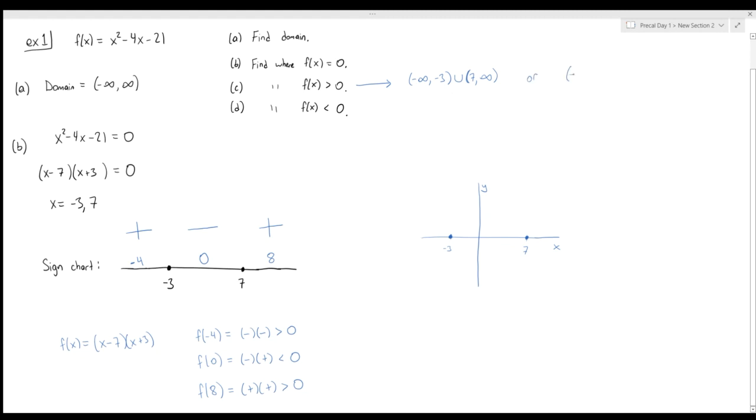I think some people would also accept if you just list the two intervals like that without a union sign. To me at least, both of these would seem acceptable as an answer. As for where the function is negative, here we saw it was negative only in the middle interval between negative 3 and 7. Okay.